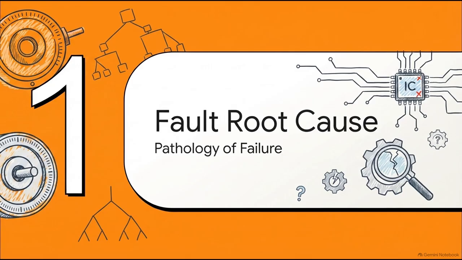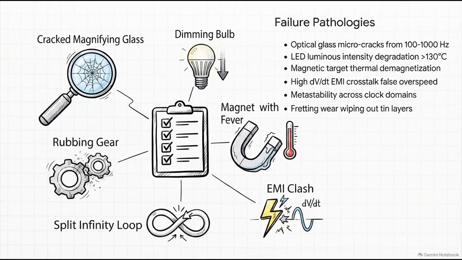All right, let's jump right into Section 1, Fault Root Cause Analysis, the pathology of failure. To fix this problem, we first have to understand the incredibly hostile physical environment inside a motor. I mean, it's an environment that actively wants to tear sensors apart. The conditions inside a dual motor casing are an absolute nightmare for signal integrity. We're talking about extreme heat, intense vibration, and severe electromagnetic interference all conspiring at the exact same time.